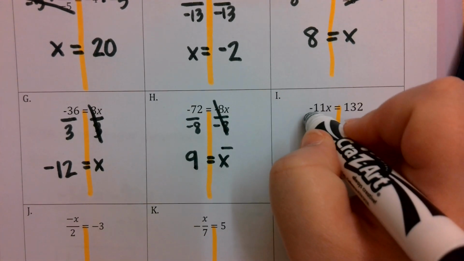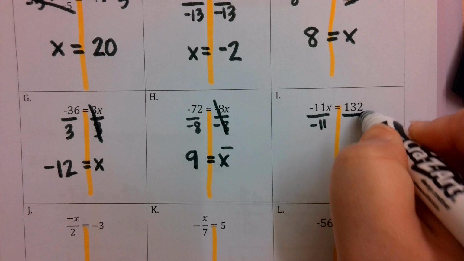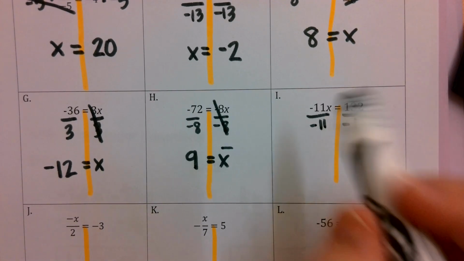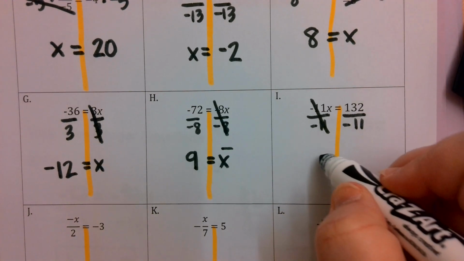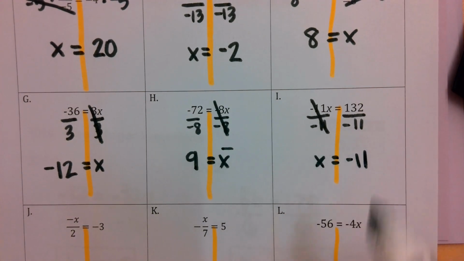Next one, divide by negative 11, divide by negative 11. Ooh, I might need my multiplication chart for this one. Oh, silly me. The answer will be negative 11.